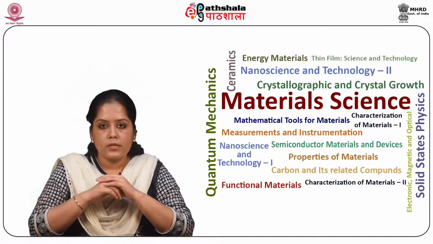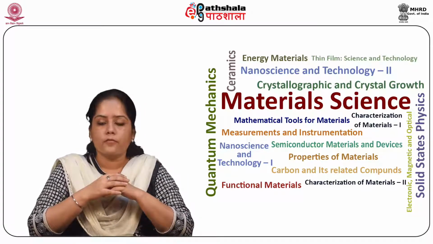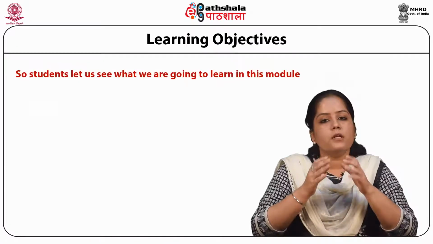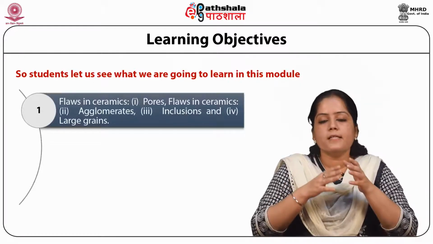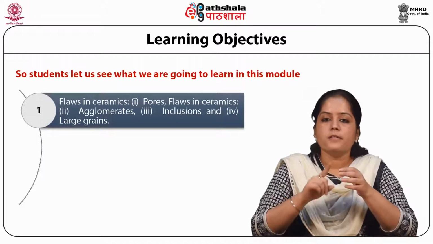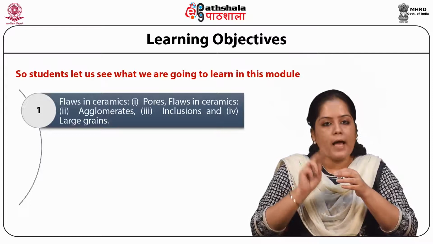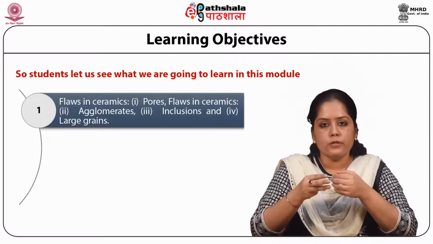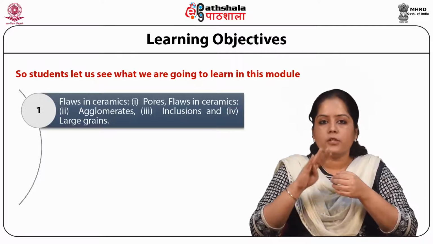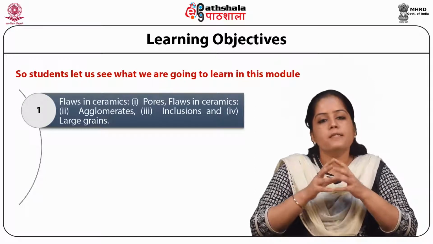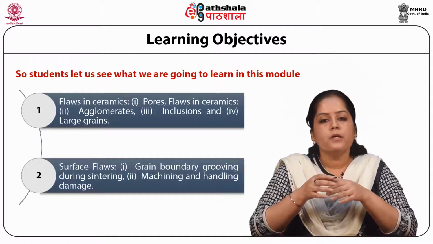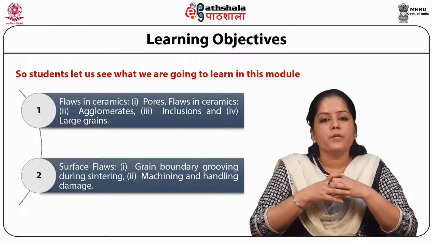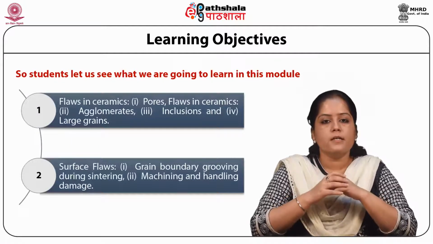So students, today we are going to talk on the module Toughening Mechanisms from the paper Ceramics. The learning objectives of this module are: first, flaws in ceramics by pores, second agglomerates, third inclusions, and fourth by large grains will be discussed. Secondly, the surface flaws by grain boundary grooving during the sintering, and machining and handling damage will be discussed.